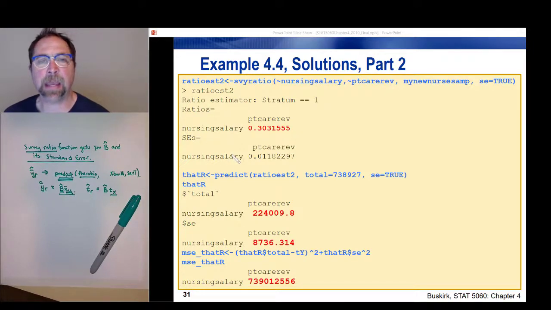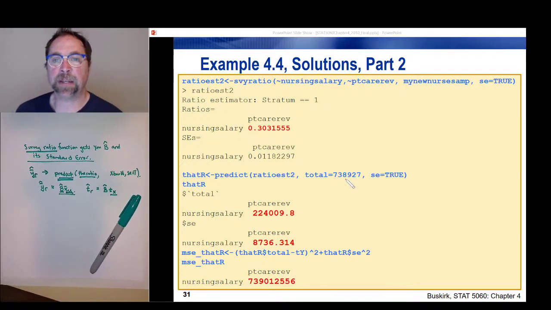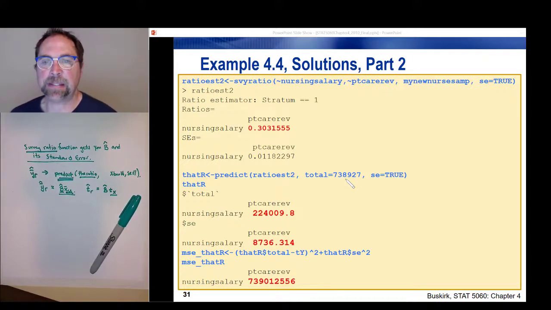The standard error for that B hat is a little over 0.01. Now, if I want to get the total for the ratio estimator, I'm going to use this predict function with my ratio estimate object that I just computed. I know that the total for the patient care revenues in the entire population, that's T sub capital X, is this 738,927. I know that I want to compute the standard error, so I'm going to ask R to do that.